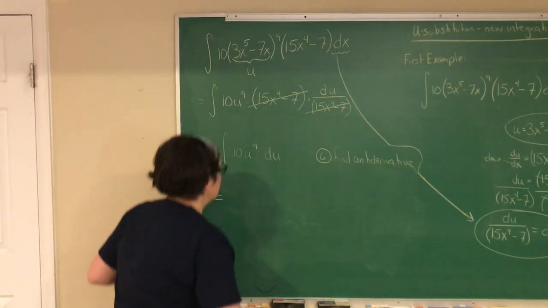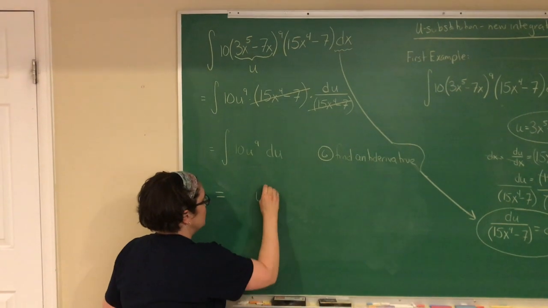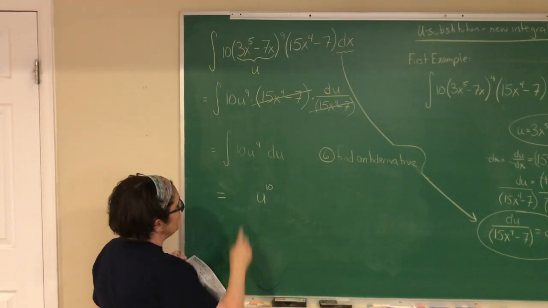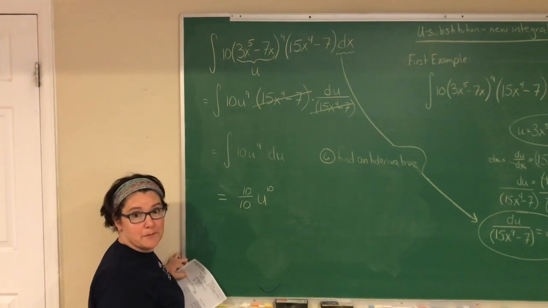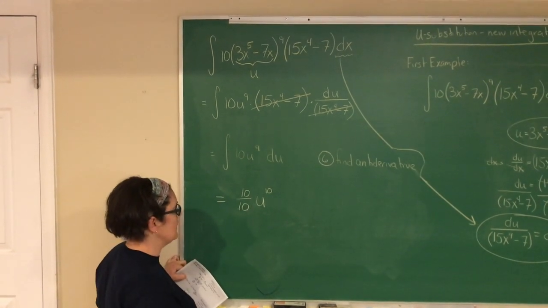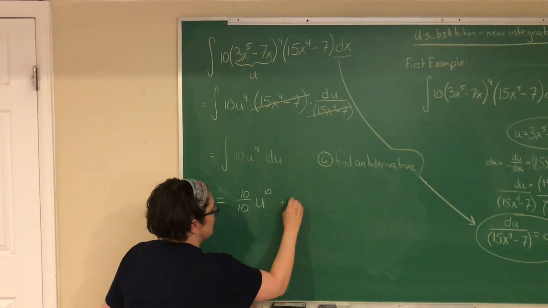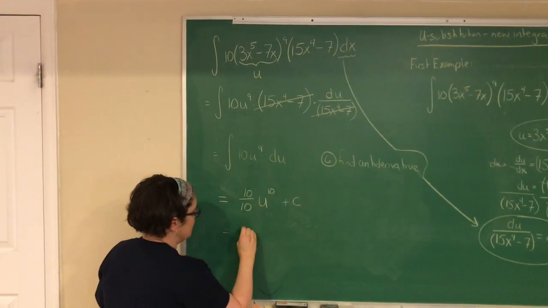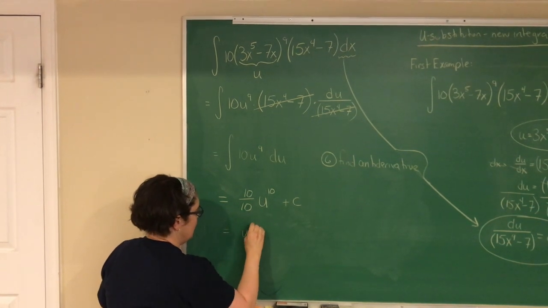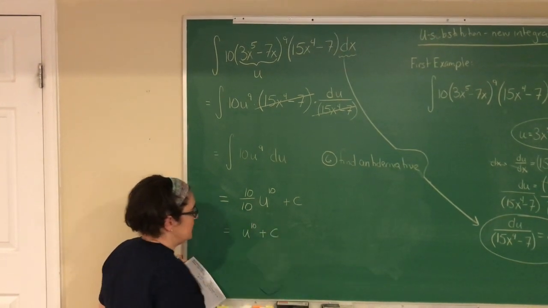To find this antiderivative, I'm going to add 1 to the power. So I have u to the 10th, and I divide the number in front by that new power. Okay, so I have 10 over 10 u to the 10th plus c, and 10 over 10 is 1, so I can write a 1 or I can just leave it blank. And I have u to the 10th plus c.